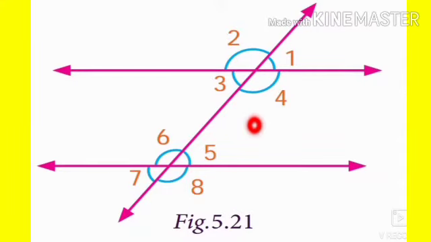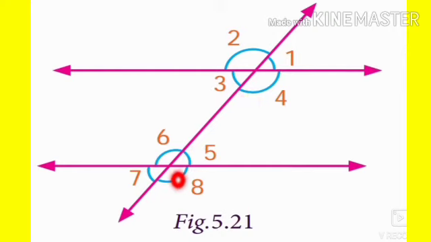Third one, name the angle that is alternate exterior to angle 8. Exterior, so we have to concentrate on 7, 1, 2, which are in the exterior region. What about 7? Angle 7 is a linear pair of angle 8, so leave angle 7. And what about 1? Angle 1 and angle 8 lie outside the lines, exterior.